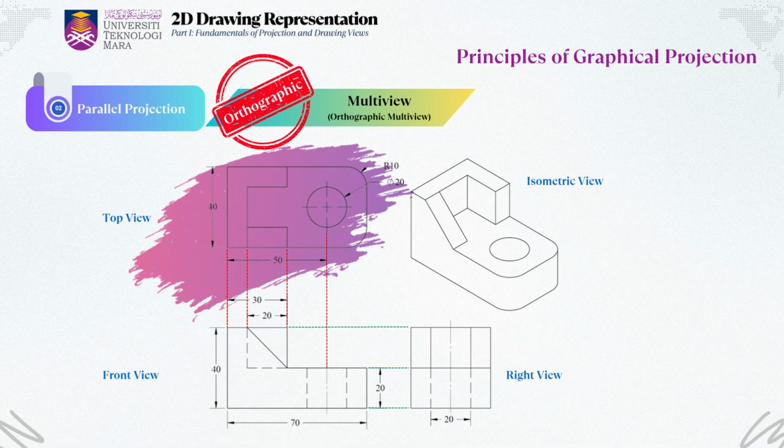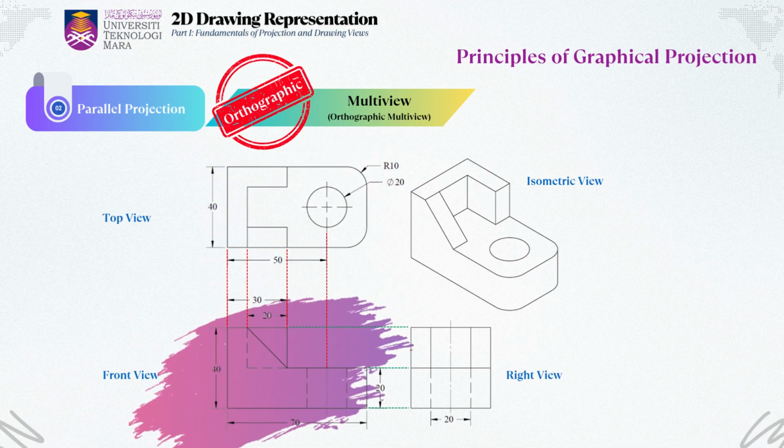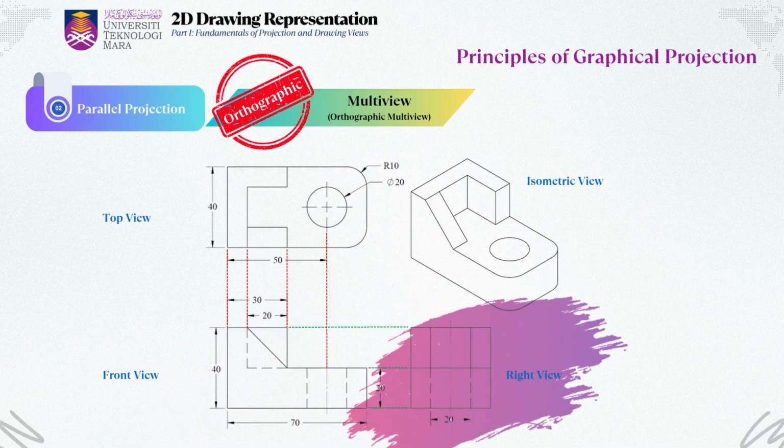To the left of the isometric, the top view reveals the object's layout as seen from above. It displays the width and depth of the part, making features like the circular hole and rounded edge easy to identify. Below it, the front view is the most descriptive, showing the part's overall height and width. This view also includes essential information like the step profile and the vertical placement of the hole. Meanwhile, the right side view, located on the bottom right, complements the front view by providing details about the object's depth, information that isn't visible from the front or top.